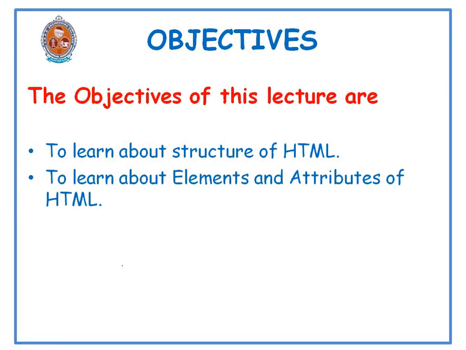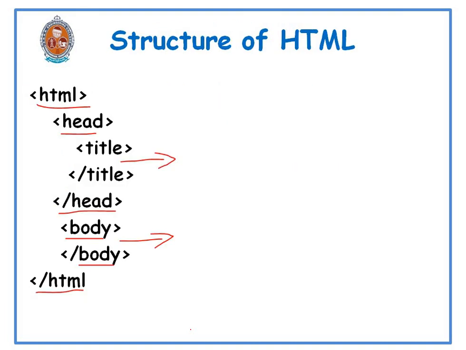The objectives of this lecture are to learn about the structure of HTML and to learn about elements and attributes of HTML. Coming to the structure of HTML, in order to write any program in HTML, we need to follow the structure. The structure of HTML starts with a starting HTML tag and ends with an end HTML tag. So whatever text is written inside the starting HTML tag and ending HTML tag describes information about the HTML document.